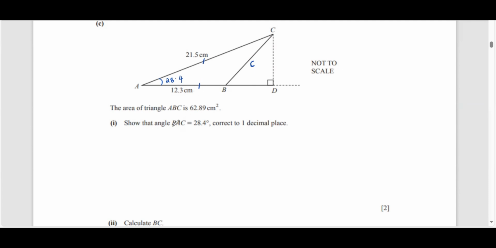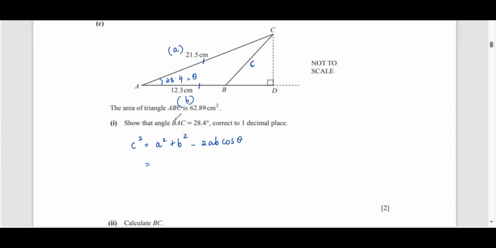Same like the previous one, the first subdivision. So we'll take this as A, we'll take this as B, and we'll take this angle as theta. To find out the side length BC, we'll use cosine rule. We know C square is equal to A square plus B square minus 2AB cos theta.